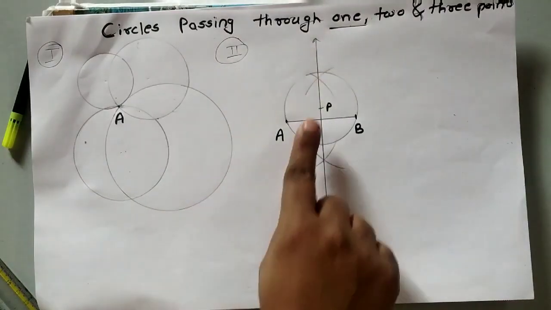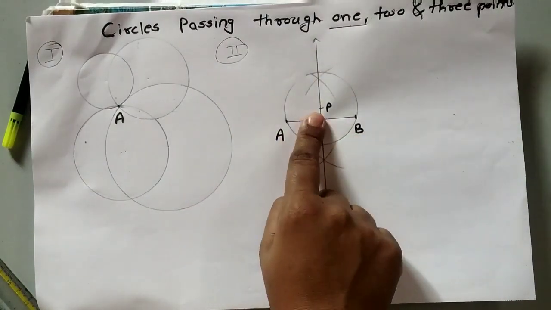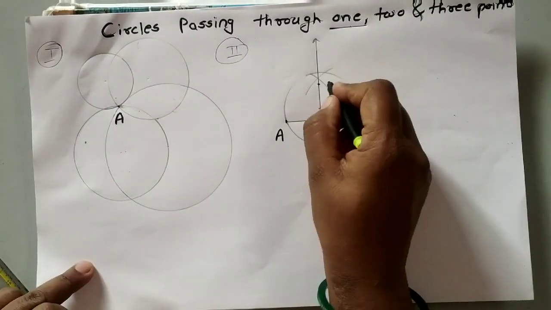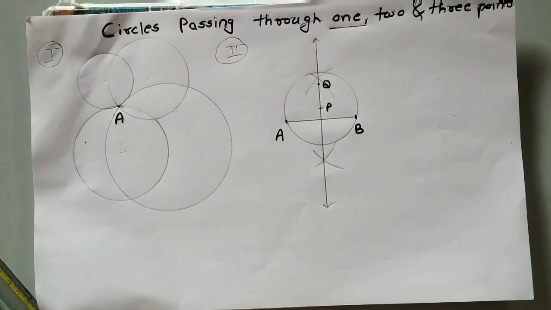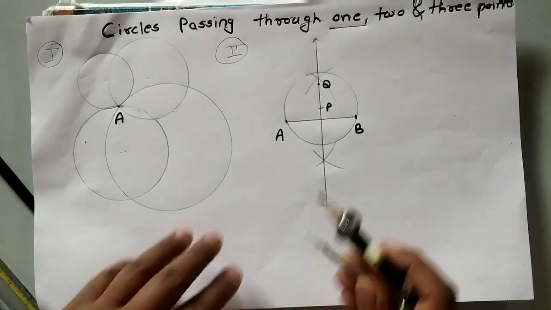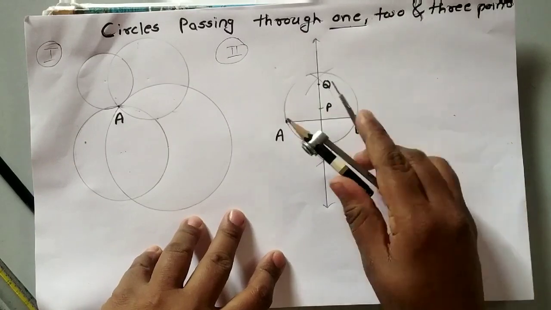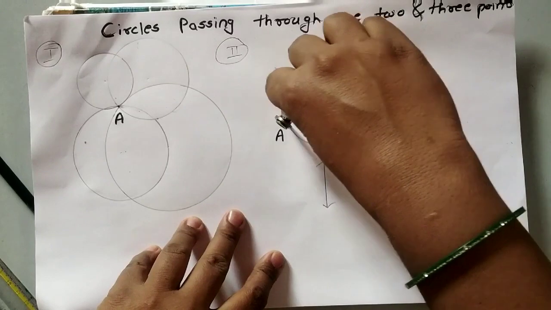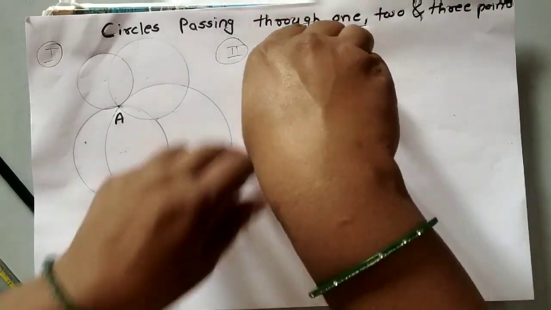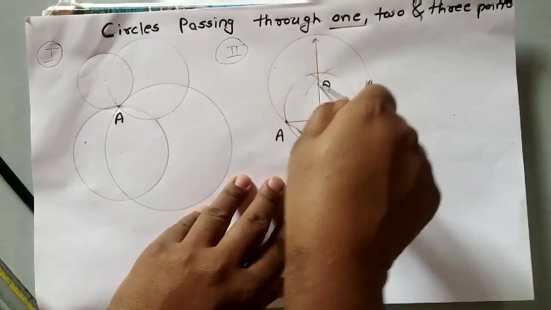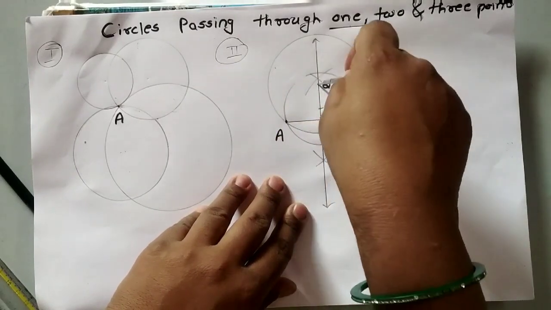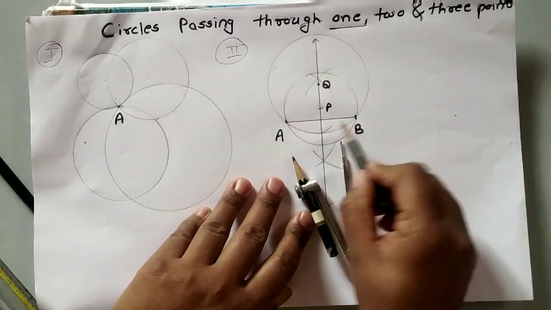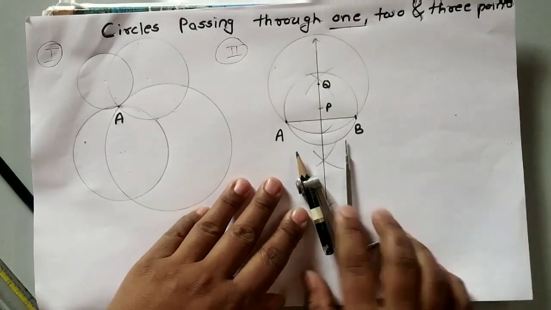So this is the circle which is passing through the points A and B, and its center is P. Now if I take one more point here, suppose Q, and now take AQ as the radius, and draw the circle. You will see that this circle is also passing through point A and point B both.